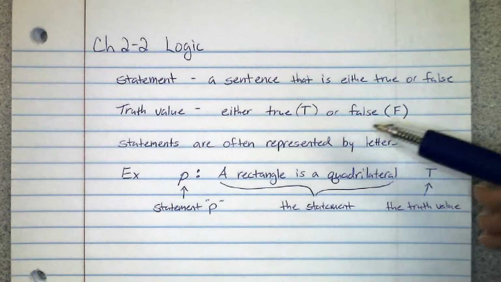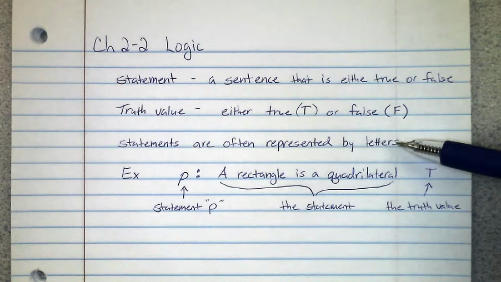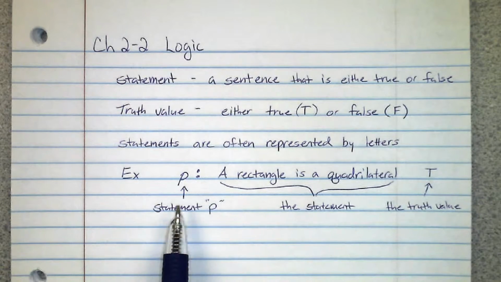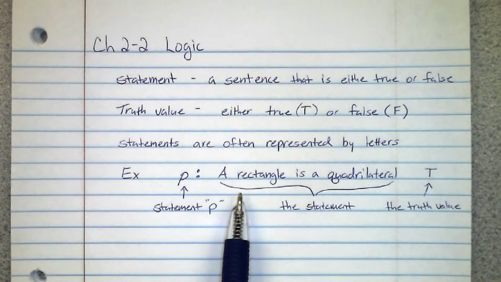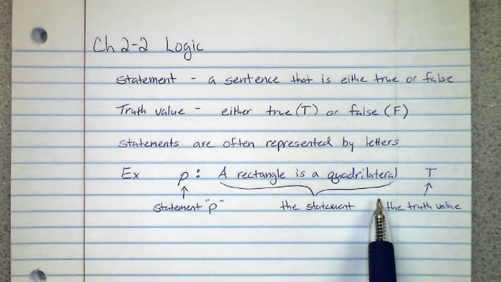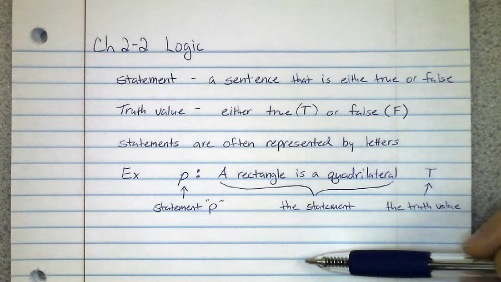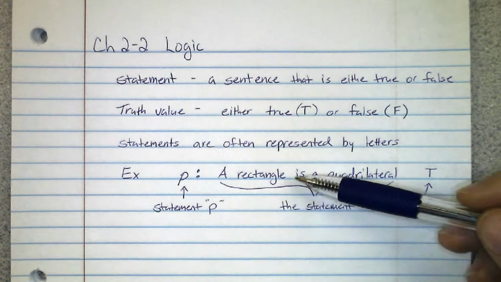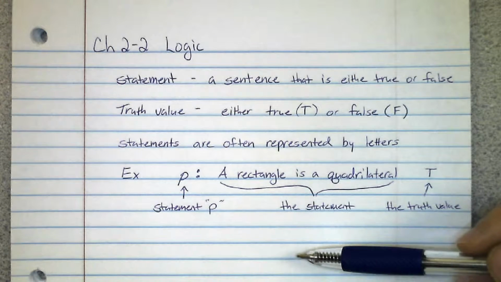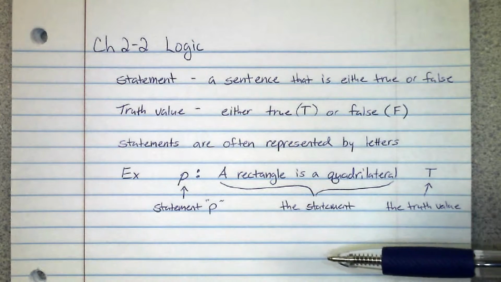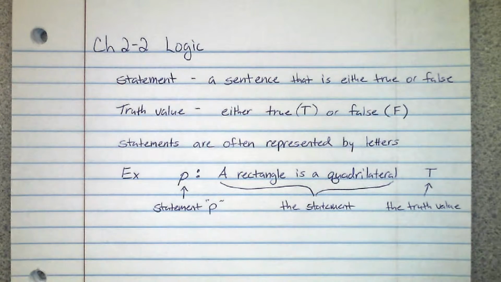Now, truth value or statements are often represented by letters. Like for example, this is statement P. Statement P is a rectangle is a quadrilateral. We know that's true, so the truth value is T for true. Now the reason why they use letters is because you might have multiple statements. And instead of listing all the statements, you can say statement P, R, S, and T to refer to four statements right away. That's the reason.